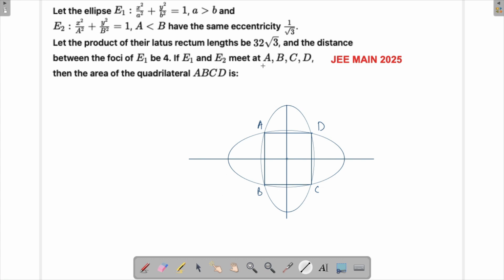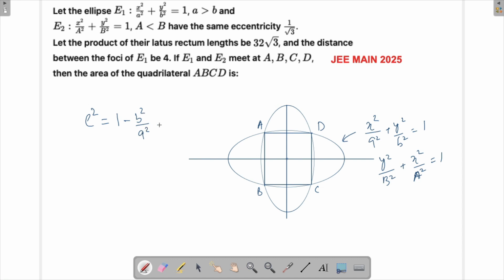Now, let's try jotting down the information. Both have the same eccentricity, so e is the same for both of them. The first one has the equation x square by a square plus y square by b square equals 1. The other one we could write like this, so that it's easier to understand: y square by b square plus x square by a square equals 1. In terms of eccentricity, e square is equal to 1 minus b square upon a square for this one, right?